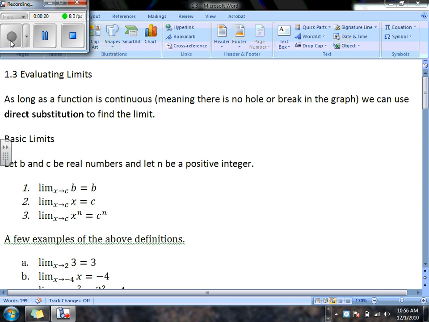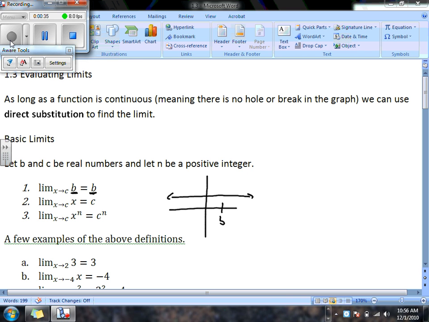Some basic definitions here. The limit of a constant is the constant itself. That makes sense. If I have f of x equal to 2, it's just a horizontal line at 2. So as x approaches some b from both the left and the right, the value for y is going to be that line. In the same way, for the limit of a linear function like f of x equal to x, we just plug c in, and it's going to be c itself.